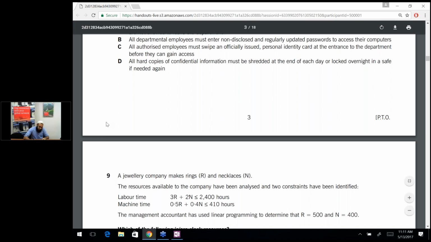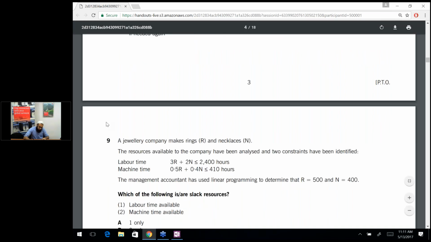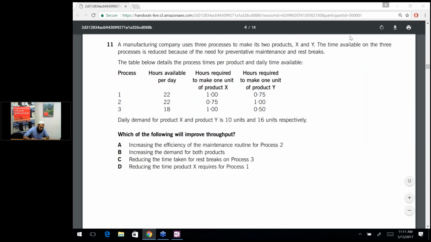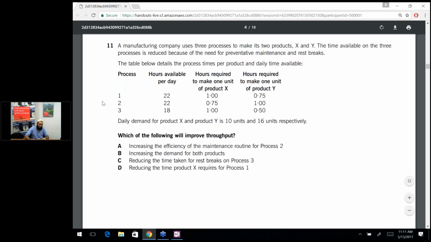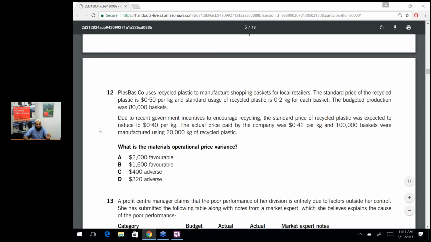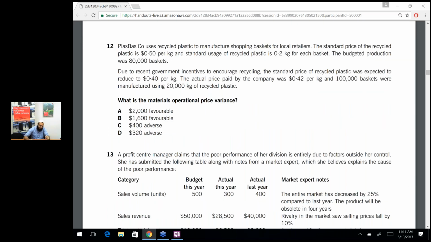Let's move on to the next MCQ. Okay, before we move on to the next MCQ, I would like to take just a 2-minute short break. In 2 minutes, I'll start.